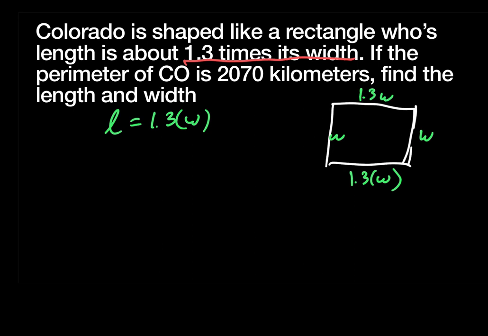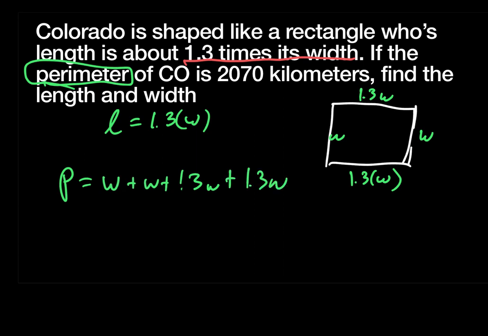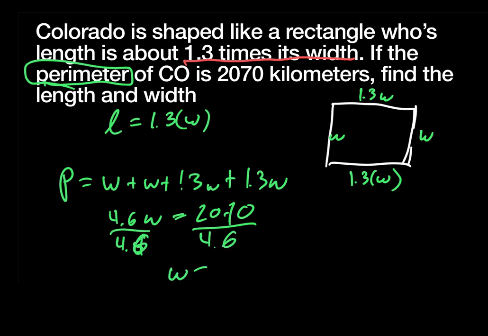It then says the perimeter, and that's a matter of remembering what perimeter means. If you're going to walk the perimeter, you're going to go on the outside edges, adding up all the sides. So the perimeter is width plus 1.3 width plus width plus 1.3 width, for a grand total of 4.6 W. That is the perimeter, which is 2,070. And then we're going to divide by 4.6 to get an answer for the width, which is 450.